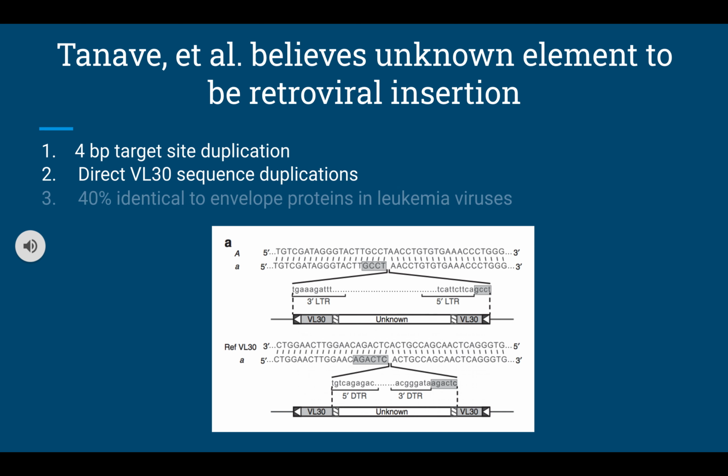Then they went and saw that there was also direct sequence duplications from the VL30 element. If you go ahead and look in the second part of that figure, they had several of those sequences that were duplicated in various parts of the gene. And this is also something that proved to be evidence of a retroviral insertion in previous evolutionary time. So beyond these two pieces of information, they also saw that the sequence was almost 40% identical to envelope proteins that are in leukemia viruses, which was their third and most critical information that this was definitely something that came from a retrovirus.